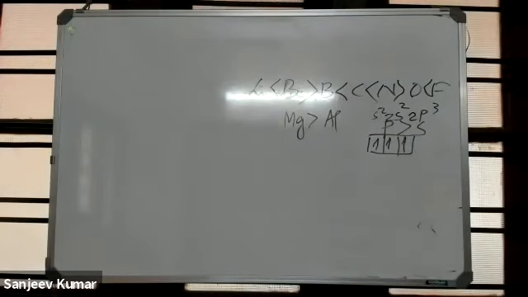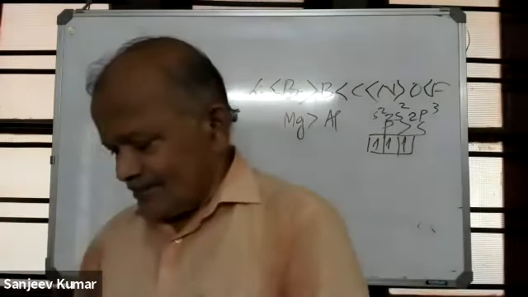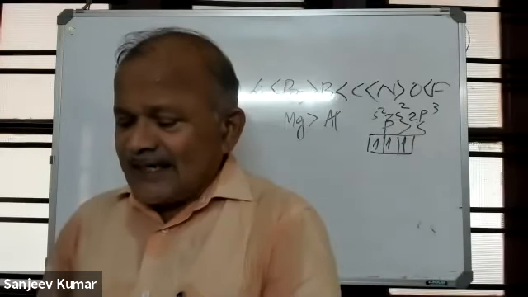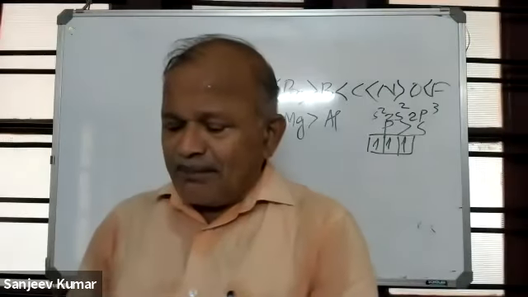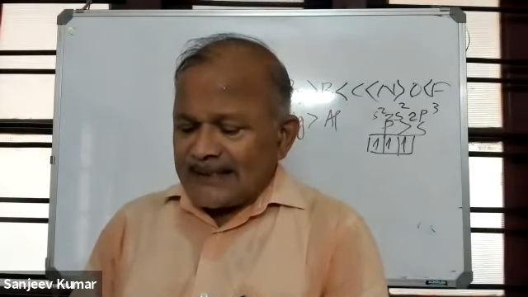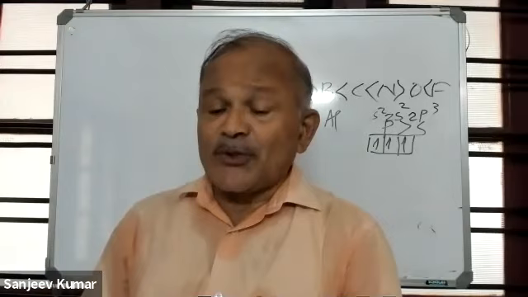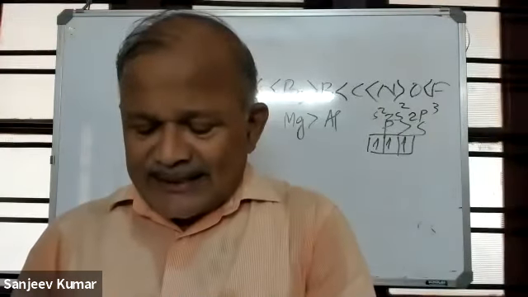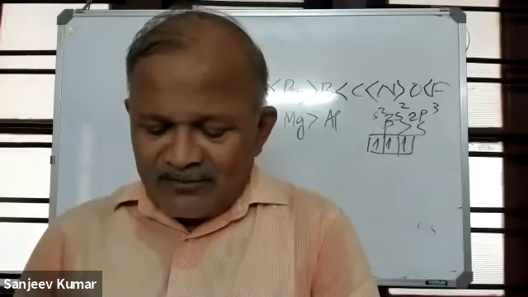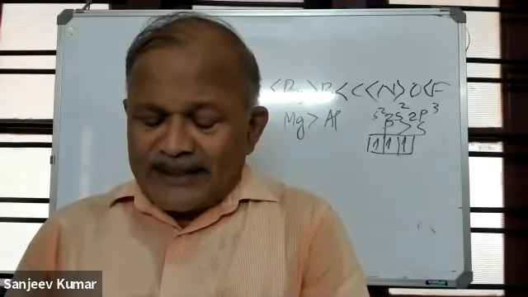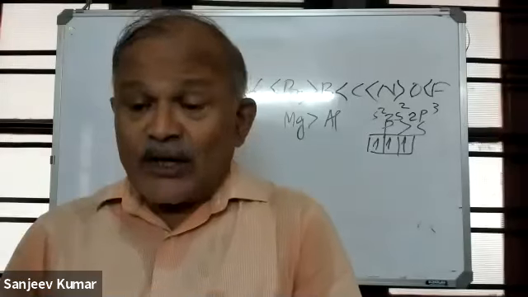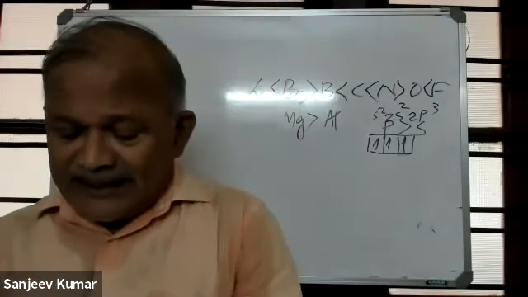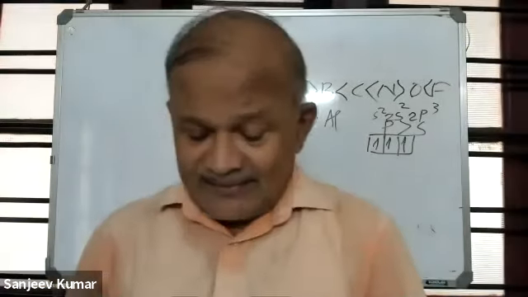26th question is, match list 1 and list 2 by picking out the correct matching codes from the given choices. List 1: xenon tetrafluoride, iodine pentafluoride, bromine trifluoride, xenon trioxide. List 2: T-shape, square pyramidal, square planar, pyramidal.